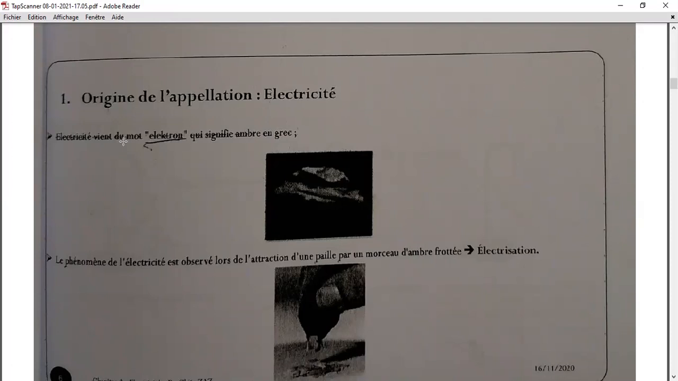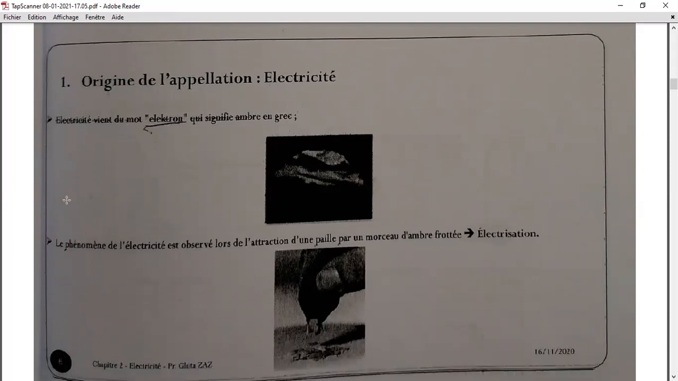So how did they really discover electricity? Here you see that it says that the phénomène de l'électricité est observé lors de l'attraction d'une paille par un morceau d'ambre frotté. What it means is they got that same rock and frotté, meaning you are scrubbing something, causing friction, like you have a flat surface and you are scratching it. That's the best term in English: making friction.